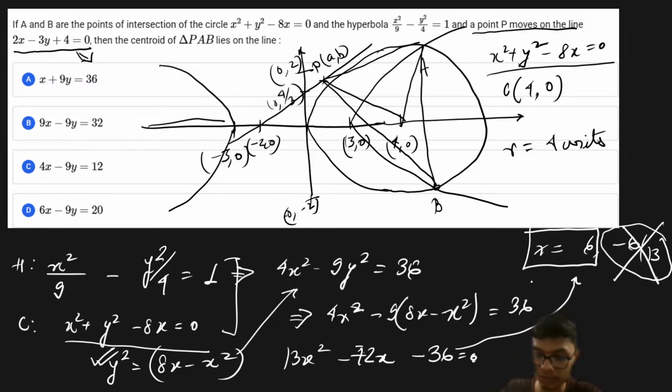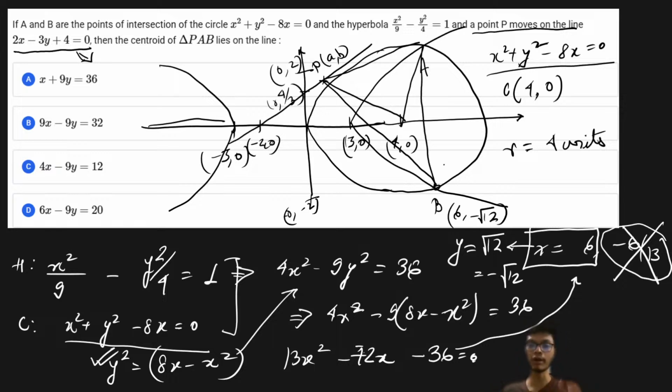Now if you put x = 6, you will have two y's. One of the y's is √12 and the other y is −√12, okay? So you will get two points: point A is (6, √12) and point B is (6, −√12). So I will write it over here, it is going to be (6, −√12), right? So our A is basically (6, √12), okay?